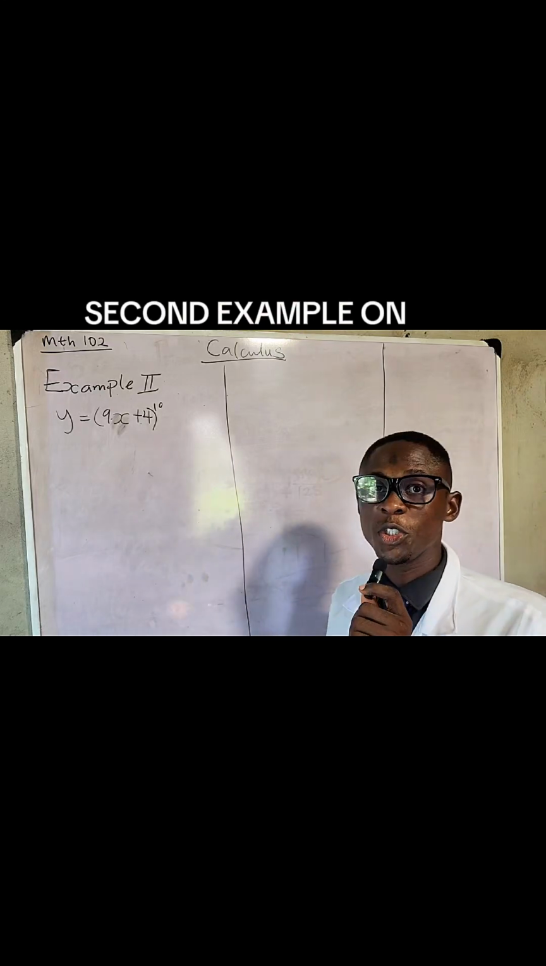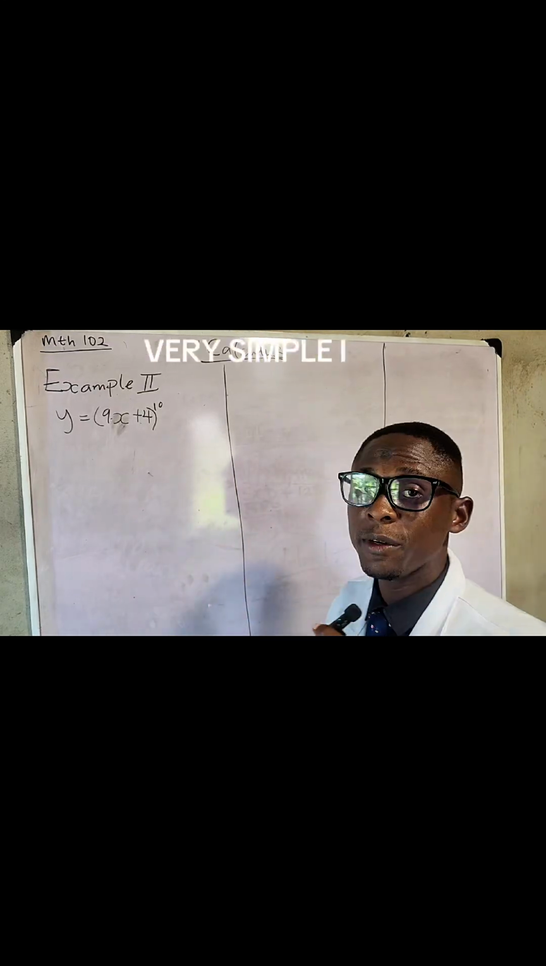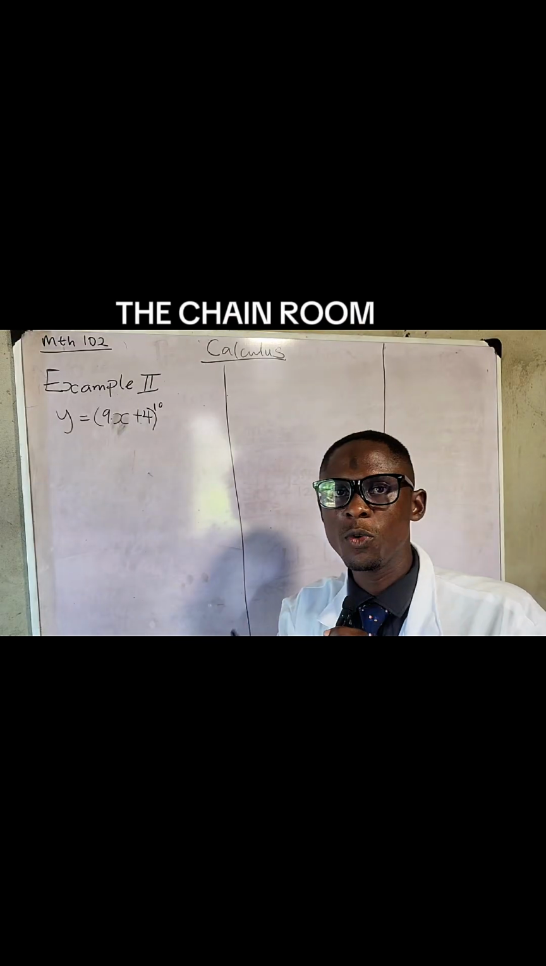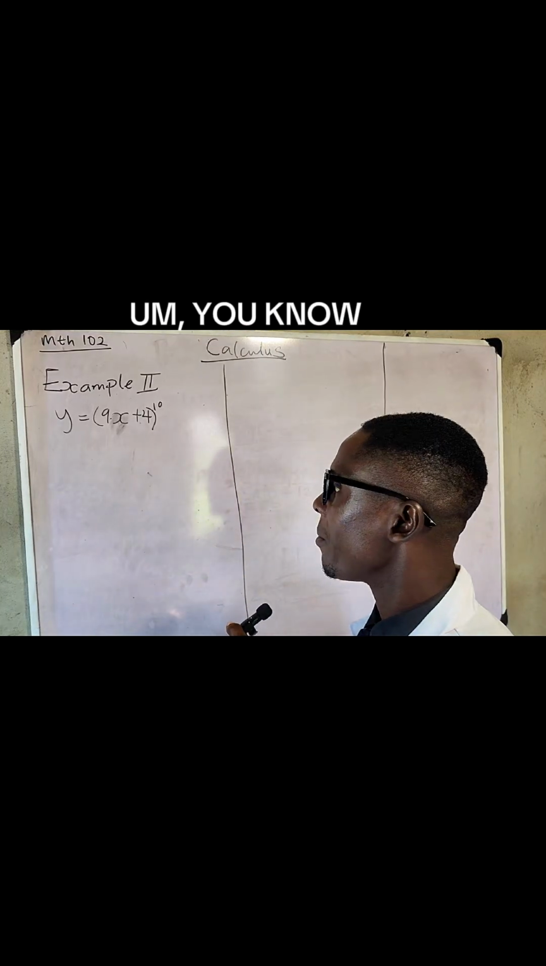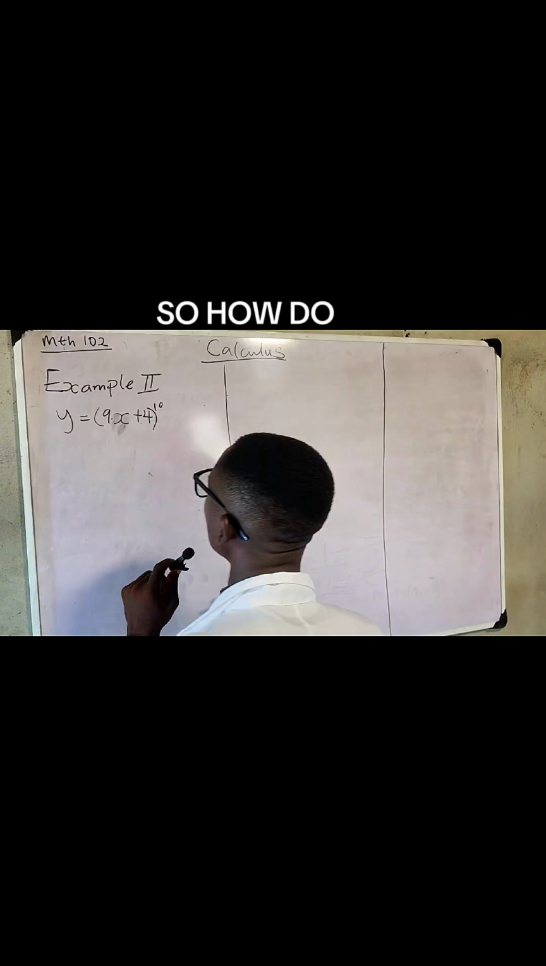Let's take the second example on chain rule. You see, this question is very, very simple. I will show you how you can solve it using the chain rule method, then you use the shortcut. First thing first, when you see something like this, you know it's chain rule. So how do you solve?